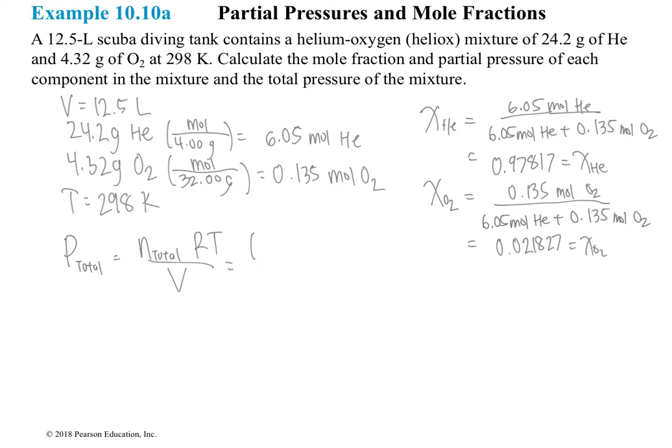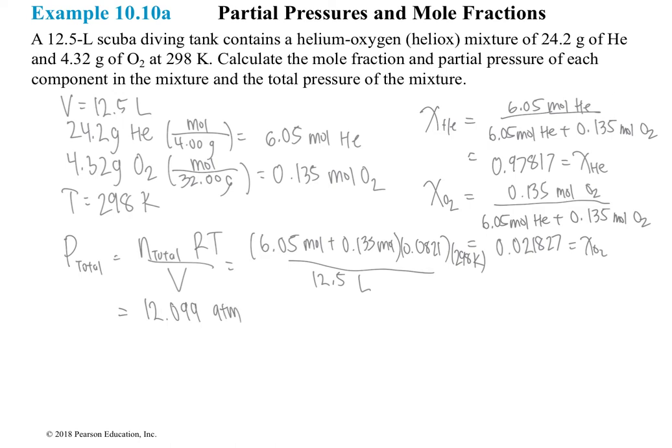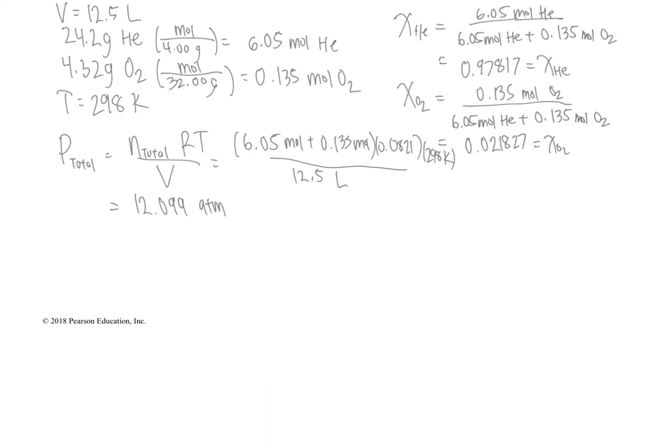So my total moles are my moles of helium plus oxygen, and then R, 0.821, times the temperature, 298 Kelvin, divided by my volume, which is 12.5 liters. So my total pressure is equal to 12.099 atmospheres.